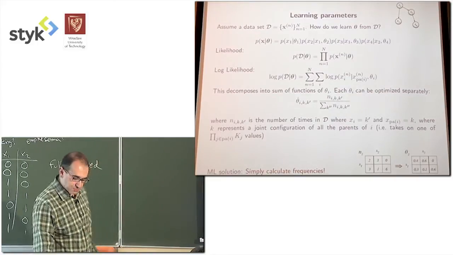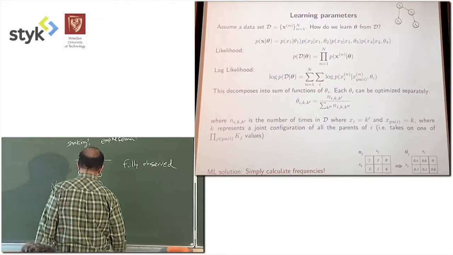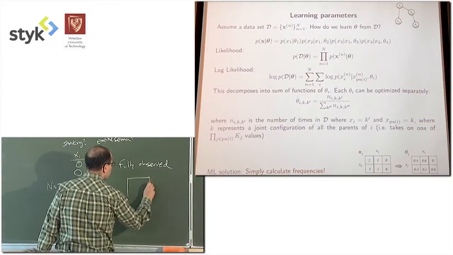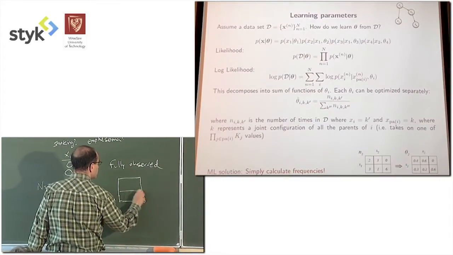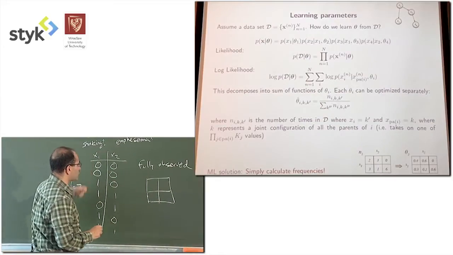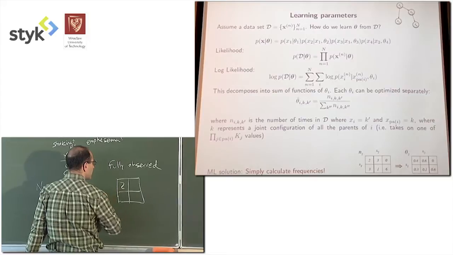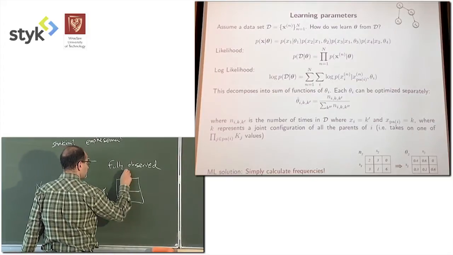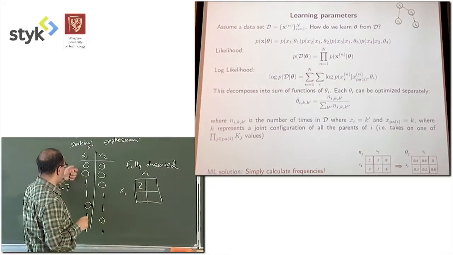So in this particular case, we have a 2 by 2 table, and twice we observe 0, 0. So this is x1, x2.